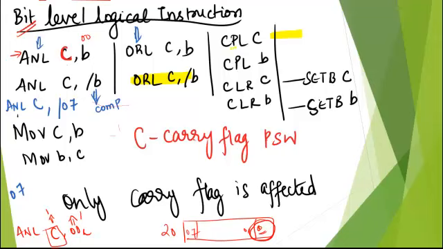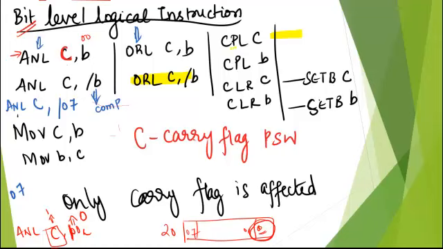So ANL C comma bit and ANL C comma slashed bit. What is the slashed bit? I need to take the complement of the bit. If I use the slash, already we know that 00 is having 1. If I am using slashed bit, I need to take the complement of the bit. What is the complement of 1? It is 0. So 1 AND 0, and the result is 0. Save that 0 in the carry flag. That is the meaning of ANL C comma slashed bit.